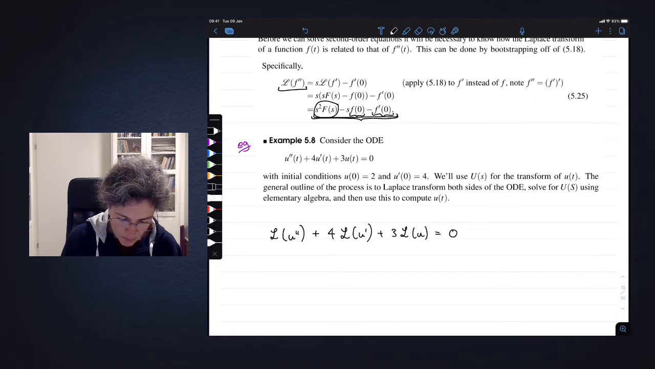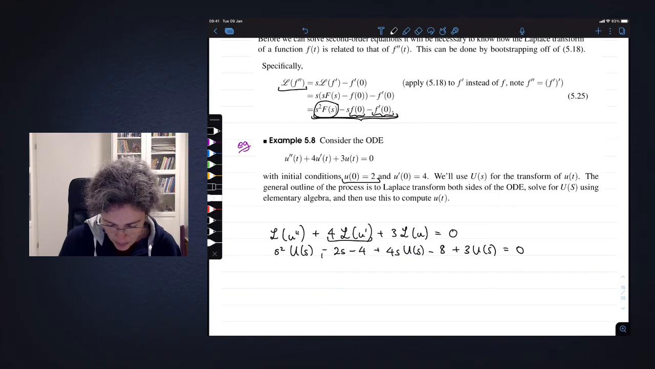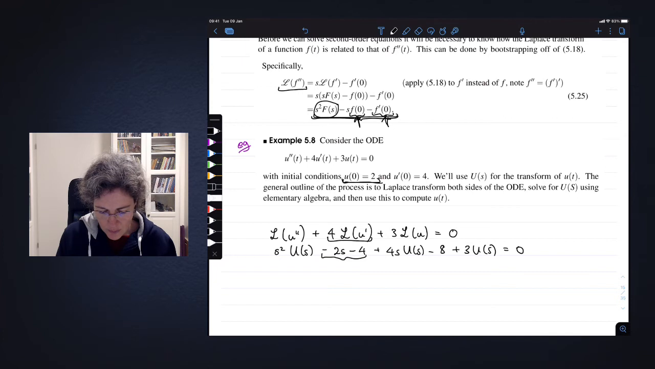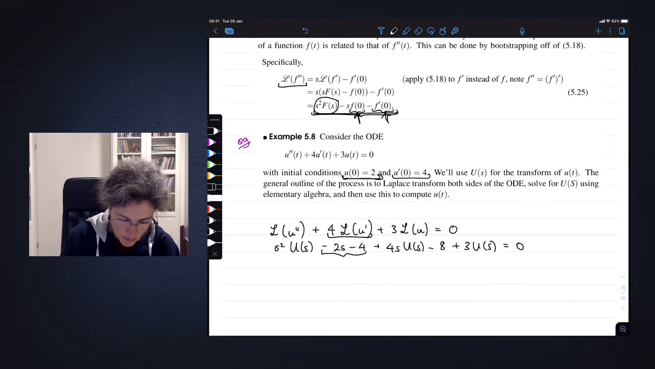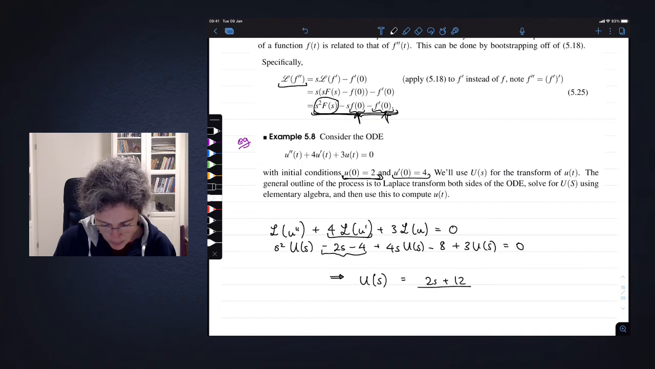So the Laplace transform of the second derivative will give us s squared U(s) minus 2s minus 4, plus 4 times the Laplace transform of u dashed, which gives us 4s U(s) minus 4 times 2, because we've plugged in this value here. And then finally, we're going to have plus 3 U(s), and this is all equal to 0. These two terms came from plugging in my values for u(0) and u prime(0). If we work this all out and do the simplification, what you would get would be that our U(s) is equal to 2s plus 12 all over s squared plus 4s plus 13.